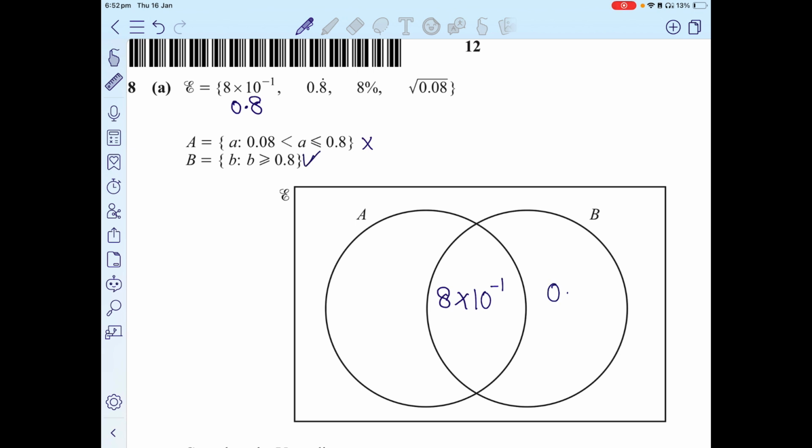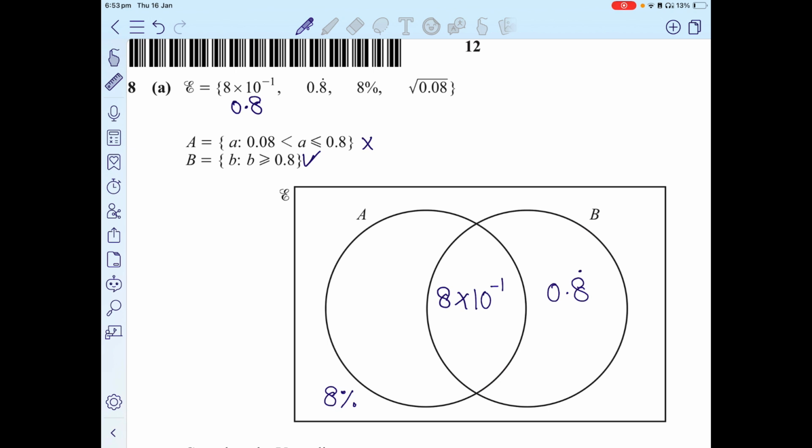So we're going to say 0.8 recurring goes here. Next, 8% is equivalent to 0.08. It's not going to be in the A category, because A is only for those which are greater than 0.08, so 0.08 itself can't be there. And B is only for those which are greater than 0.8. So 8% does not belong to either of those categories, so it's out.